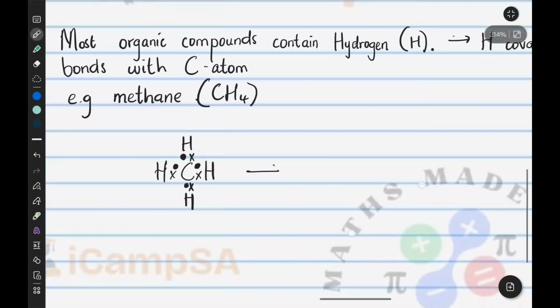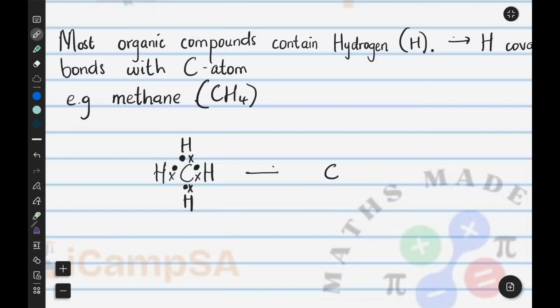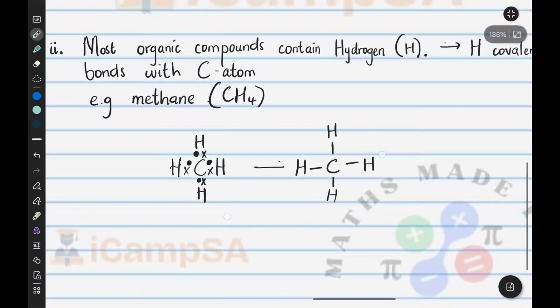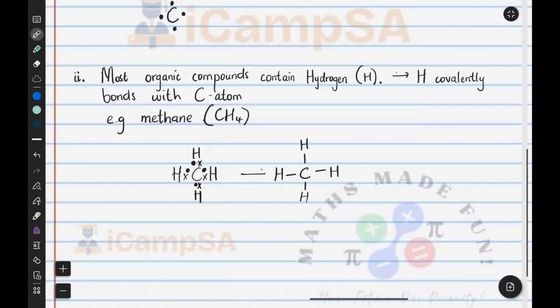So now if you try to draw this using just the lines that we normally draw afterwards, you'll find that it's a structure that looks like this, because there is only one pair of electrons being shared for each carbon and hydrogen atom. You'll find that each carbon-hydrogen bond in this methane molecule is a single bond, because there's only one pair of electrons being shared, right? So this is an example of an organic compound that mainly contains hydrogen and carbon.